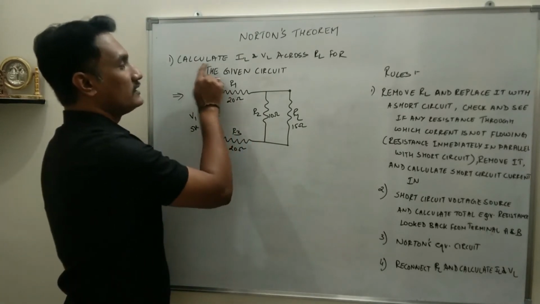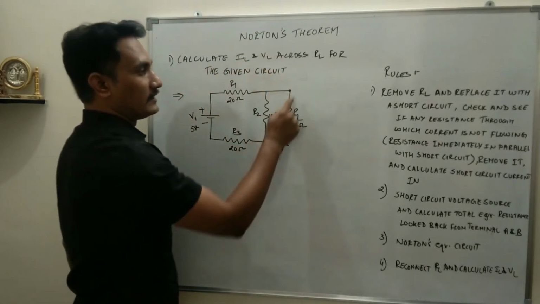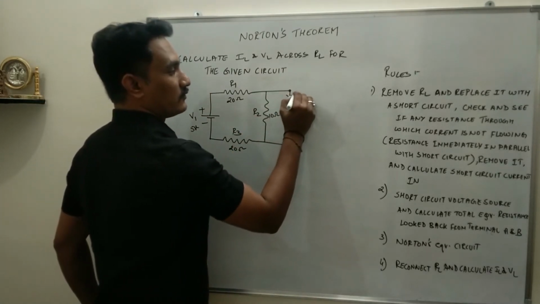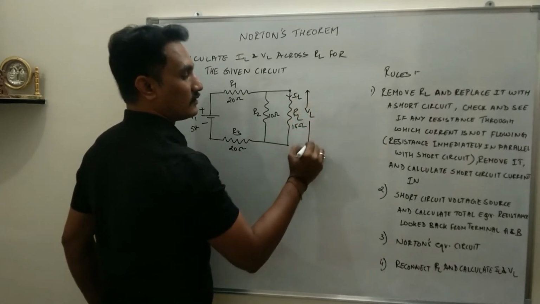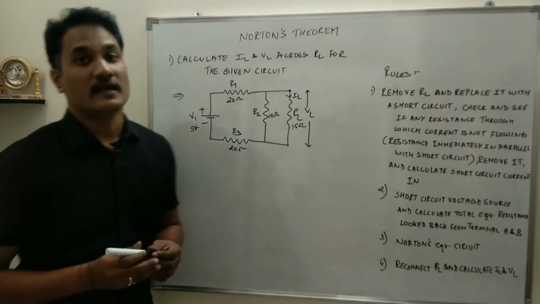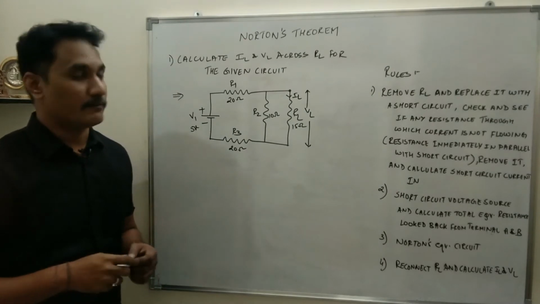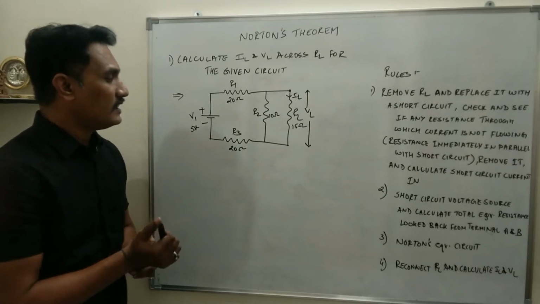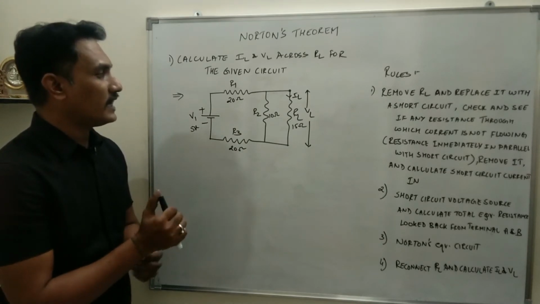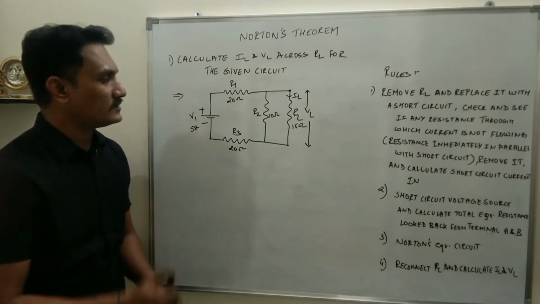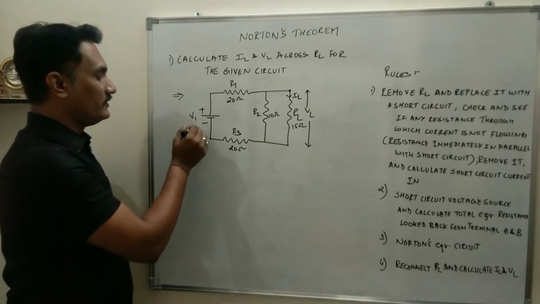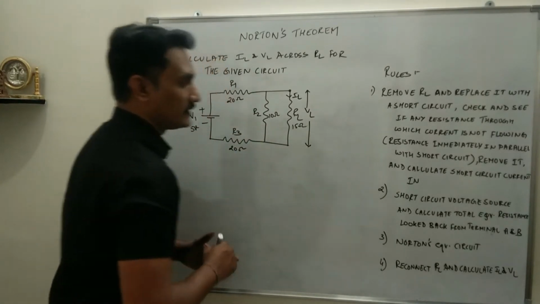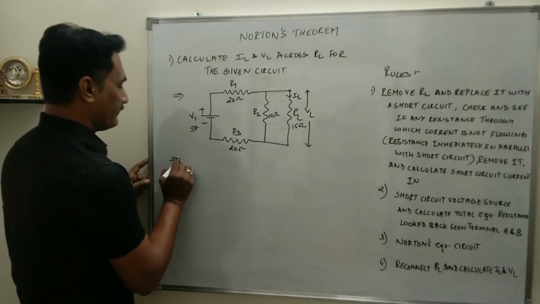Okay, so the question is calculate IL and VL across RL. That means this is the load resistance through which the current flowing is IL and the voltage drop is VL. So we need to calculate IL and VL by applying Norton's theorem. There are three resistances, R1, R2 and R3. R1 is 20 ohms, R2 is 10 ohms, R3 is 20 ohms again, and V1 is 5 volt. Okay, so we have to go step by step. Step 1.